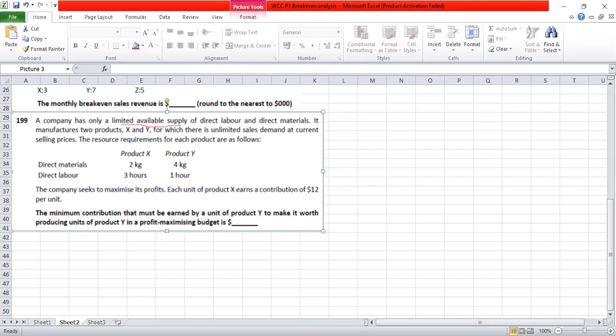There is also one more thing mentioned, that each unit of product X earns a contribution of $12 per unit. The minimum contribution that must be earned by a unit of product Y to make it worth producing units of product Y. So X anyway is given as 12. How much should be the contribution per unit of Y? In that case, they would be able to maximize their profit.